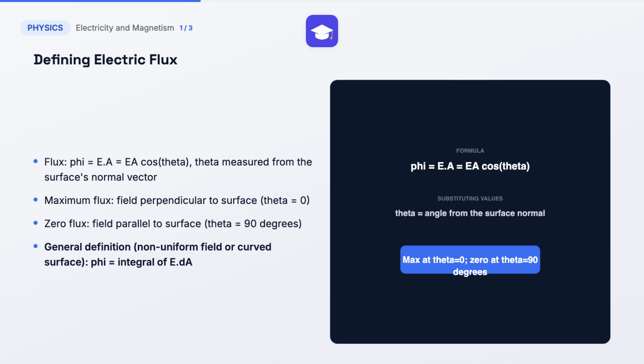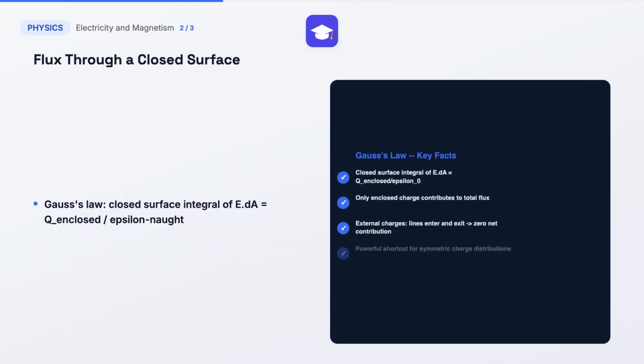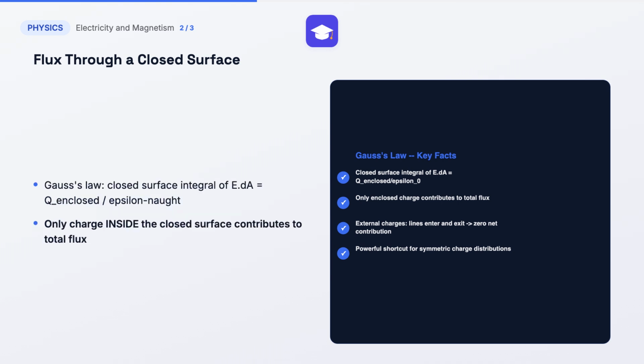For a surface that isn't flat, or a field that isn't uniform, flux is defined through the integral of E dot dA over the entire surface. For a closed surface, one that fully encloses a volume, like a sphere or a cube, the total flux through the entire surface is given directly by Gauss's law, the closed integral of E dot dA equals Q enclosed over epsilon naught, where Q enclosed is only the charge sitting inside that closed surface.